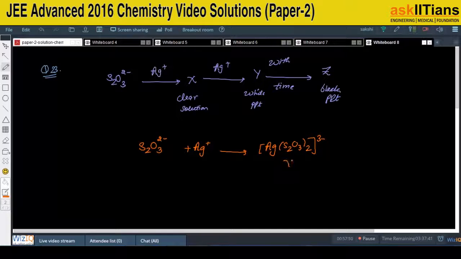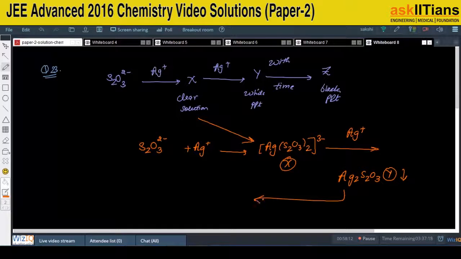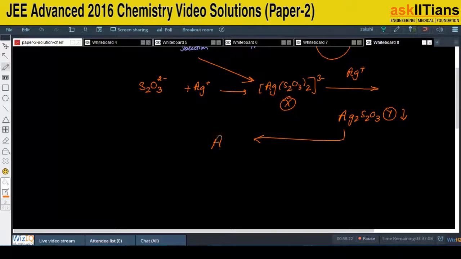Let me say this is compound number X, and it is very well known that this will be a clear solution. However, if I further start adding Ag+, then it gets precipitated as white in color. So it must be the very well known compound Ag2S2O3. This is Y, and it settles down as a white precipitate. And this white precipitate turns into Z, which is the black precipitate of silver sulfide, Ag2S.